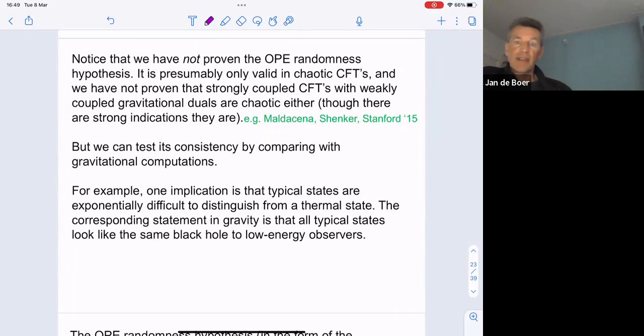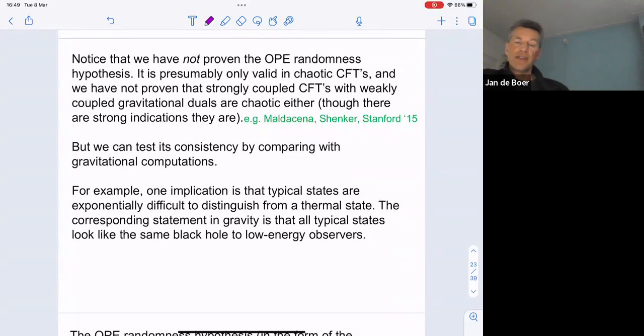And I don't think we have really proven to begin with that strongly coupled CFTs with weakly coupled gravitational theories are chaotic. There's no real proof. There's strong indications they are, like the bound on chaos of Maldacena, Shenker, Stanford. But there's no real proof. But one can test the consistency of this picture by various gravitational computations.